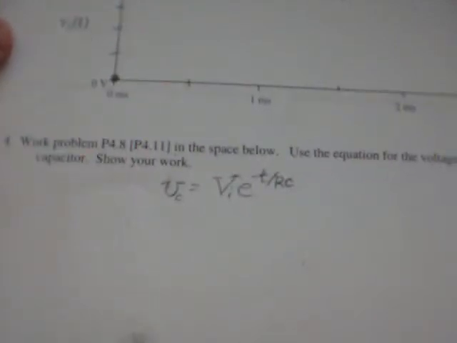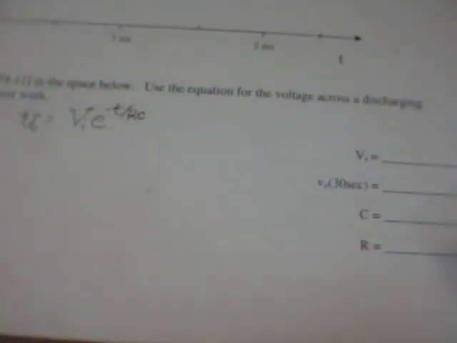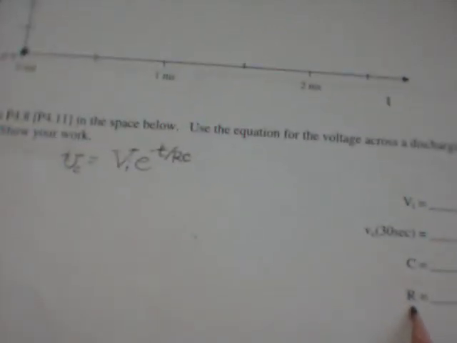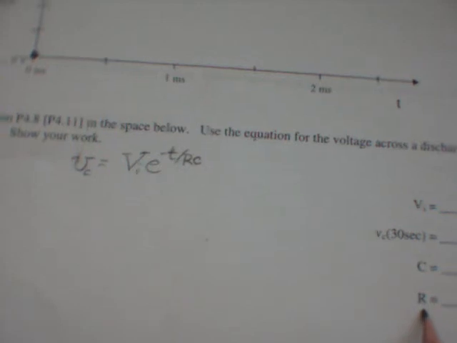All right, problem number 4. This is an exponential decay, so this is a discharging of the capacitor. They give you some of these parameters. Oh yeah, I think you're looking for the resistance of this. So basically it's very similar to problem number 2 above.